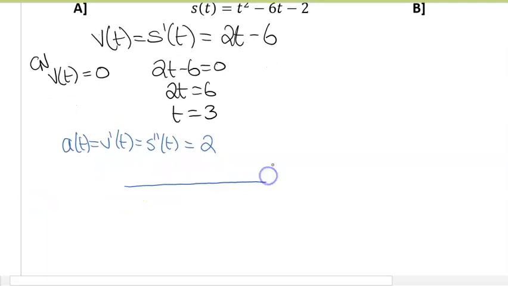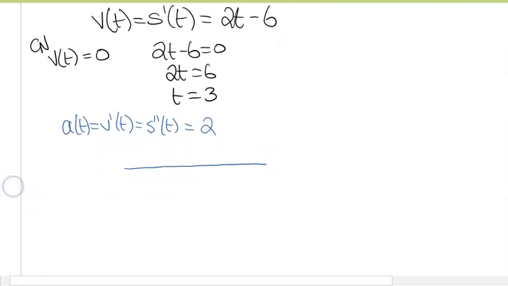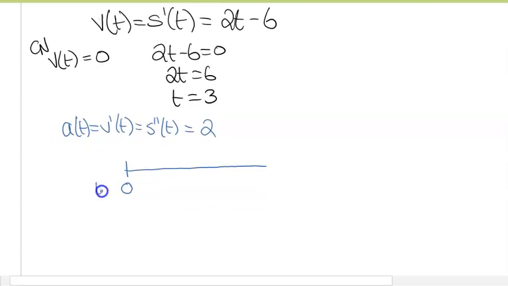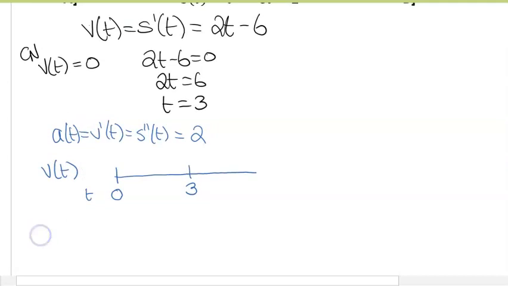Let's draw out a sign chart here, which we'll be doing more when we look at graphs. We've got the point of 0, time. This is time. We have a value at 3 that's important. This is going to be talking about velocity, v of t. So we want to know what's happening at either side of this value of 3. Is it positive or negative?